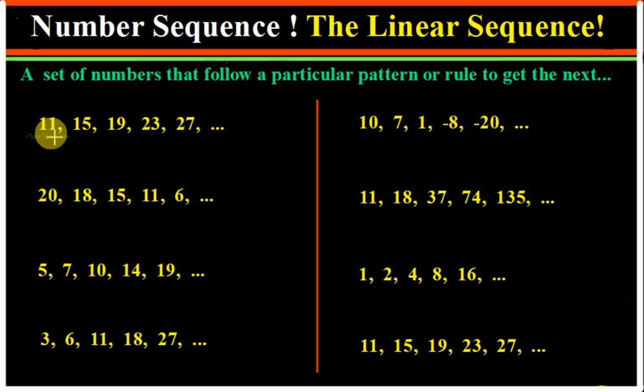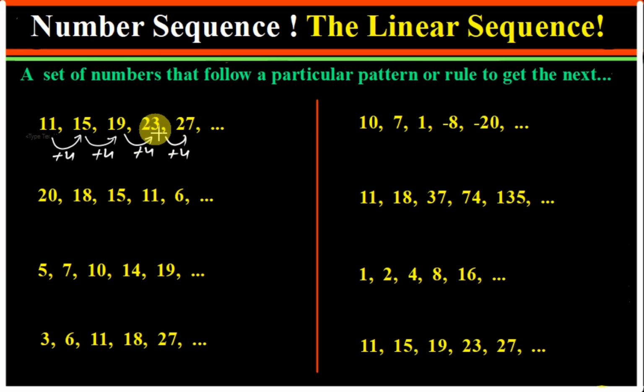You can see if I add 4 to the first number, we get the next term. The same thing again here. If we add 4, we get the next number. Again, if we add 4, we get the next number. So they are following a specific rule. To get the next number, we just add 4 to the previous number. So this is what a number sequence is. They are following a specific rule.